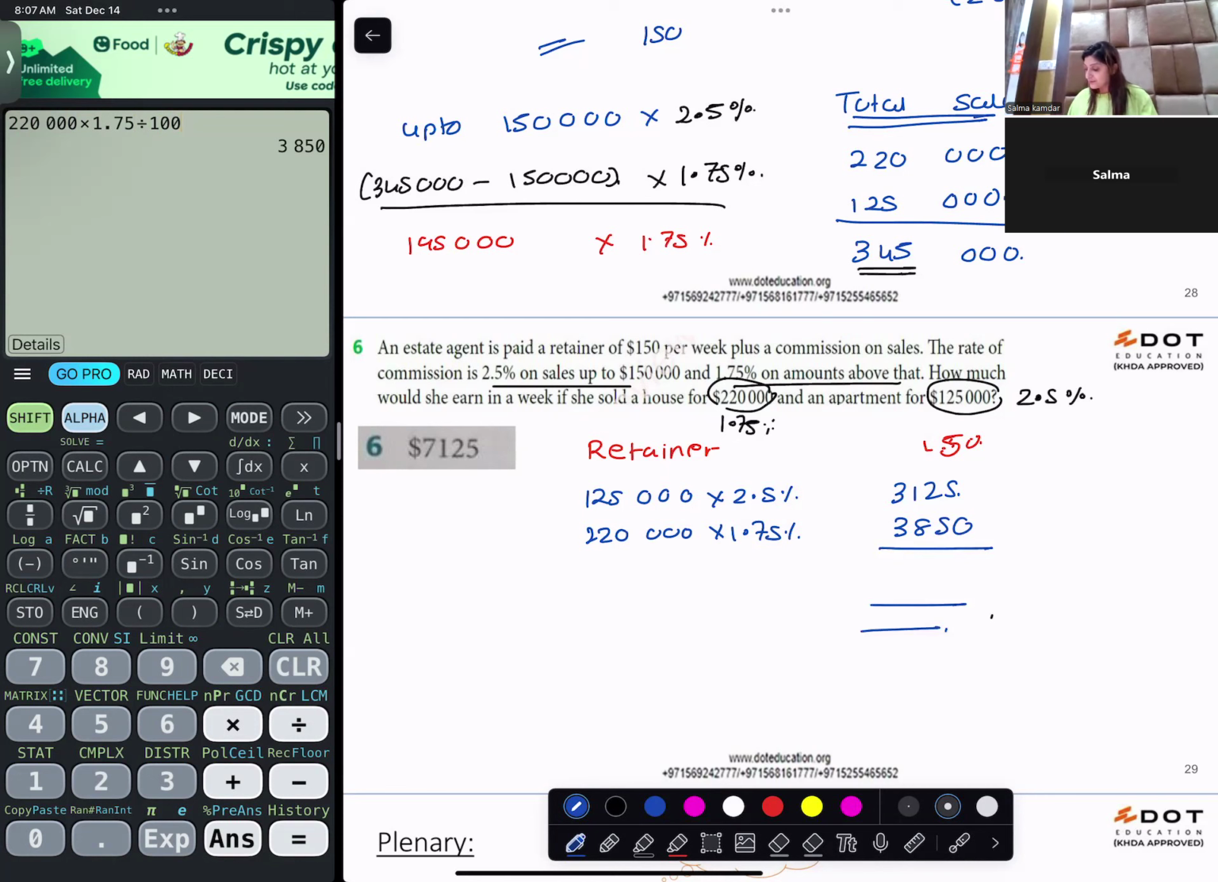So the total amount that she's going to get in that week would be 150 her retainer, 3,125 for sales up to 150,000. That means this was below 150,000, so she will get 2.5%. And anything that is above 150,000, she's going to get a commission of 1.75%. The total amount that the estate agent will receive is $7,125.